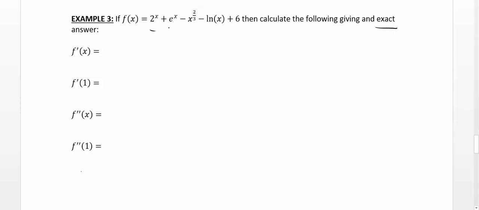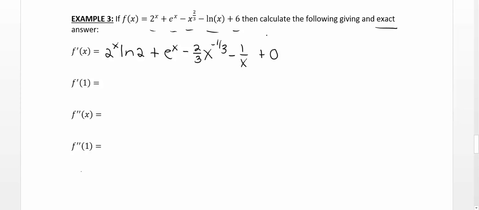So the first derivative of this function, I can go term by term because they're separated by addition and subtraction. So the first term is exponential. So my derivative is 2 to the x times the natural log of 2, plus the derivative of e to the x, which is e to the x, minus, now x to the 2/3, remember that the power comes down and then we're going to subtract 1 from the power. So 2/3 x to the negative 1/3, minus, now 1 over x is the derivative of the natural log.